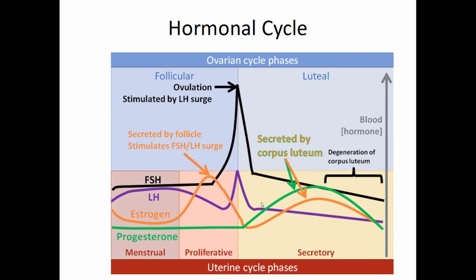The corpus luteum then will begin to secrete estrogen and progesterone, which then suppresses luteinizing hormone, and to a lesser degree suppresses the follicle stimulating hormone. And that will also signal for this activation of the secretory phase. And then we get the degeneration, where the corpus luteum degenerates, it stops secreting hormone, and then that brings back the menstrual phase, where we get this drop in estrogen and progesterone.